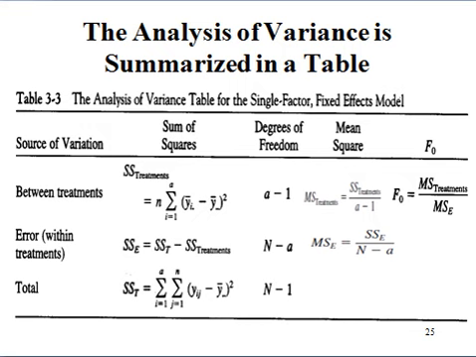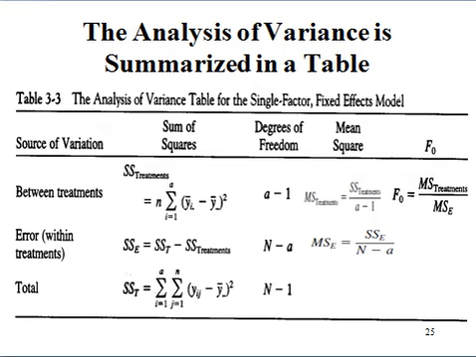Between treatments, the source would be SS treatments, within variation would be SSE, and then total variation would be the summation of SS treatments plus SSE. That will give me total variation. If I divide it by the corresponding degrees of freedom, it will give me mean square treatment and mean square error here, and the F statistic will be MS treatments divided by MSE.